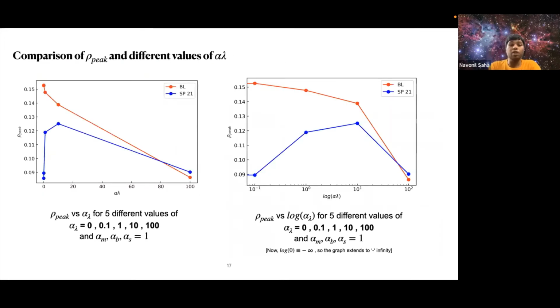Next, I have compared the SFRD peak for different values of alpha lambda using the data which I already showed. In the first plot, I have done a normal plot. This is rho peak versus different values of alpha lambda, keeping the other alphas constant for all the comparisons. Here I have taken rho peak versus alpha lambda for 5 different values of alpha lambda, that is 0, 0.1, 1, 10, and 100. All the other alphas, that is alpha M, alpha B, and alpha S, are taken to be 1. So as you can see, we have got 5 points. In the right side plot, I have taken the log scale on the x-axis. Same case, just with the log plot.